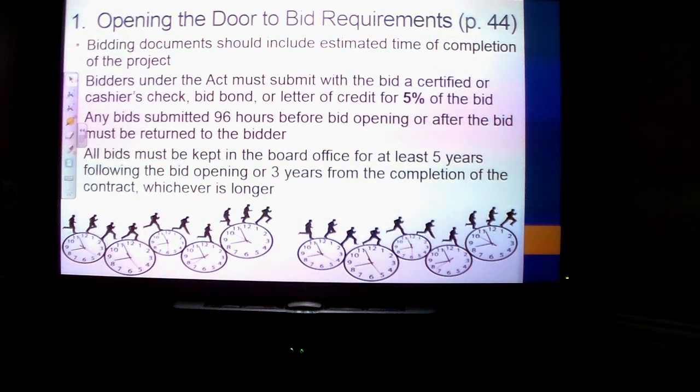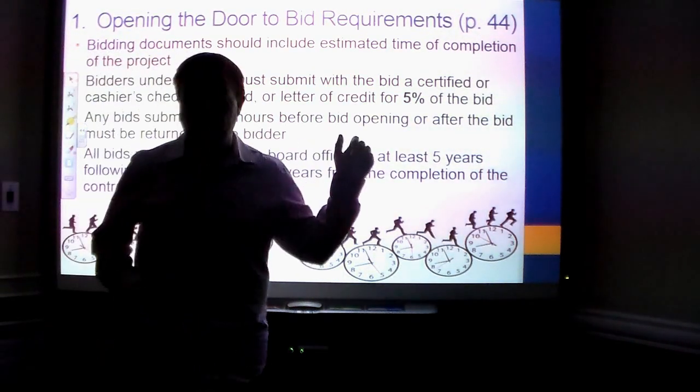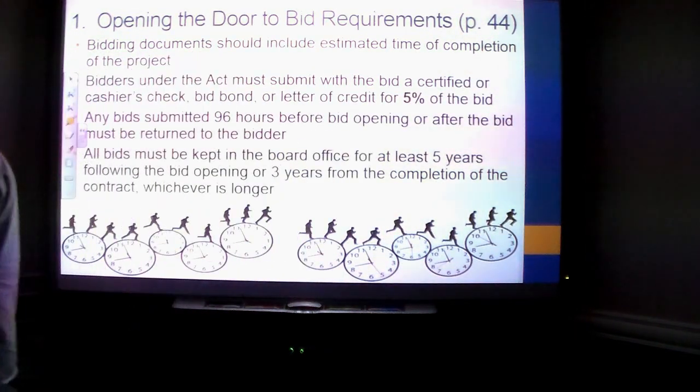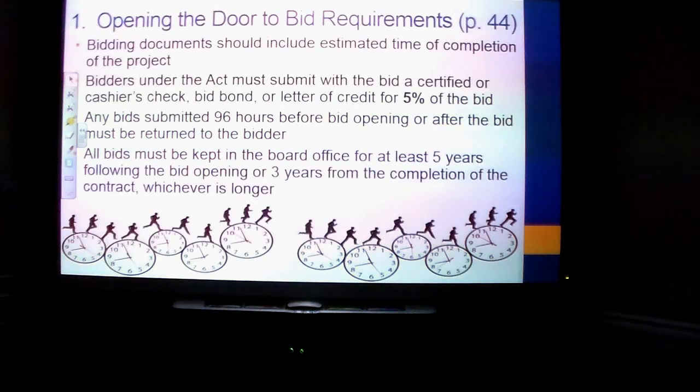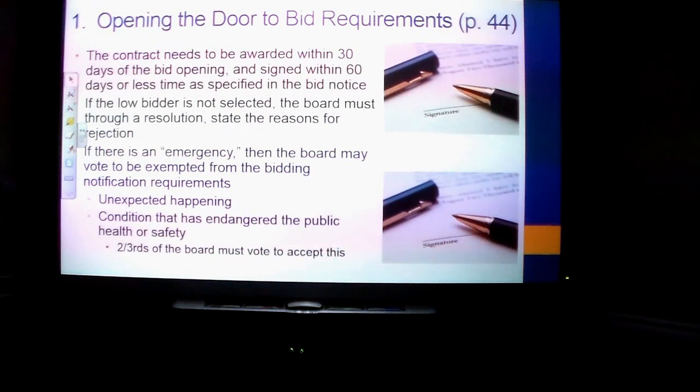All bids must be kept for 5 years following the bid opening, or 3 years after the completion of the contract, whichever is longer. The reason the district will do that is if it takes longer for something to be completed and somebody else has to jump in, that could be a challenge and a problem as well when you have to know who the other people interested in the project were.